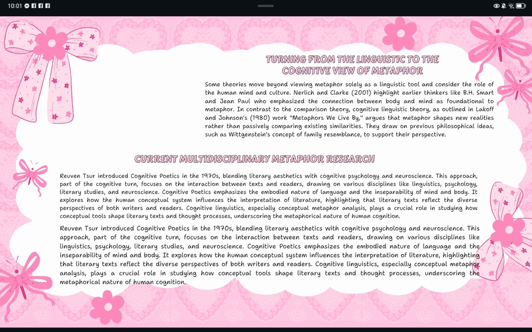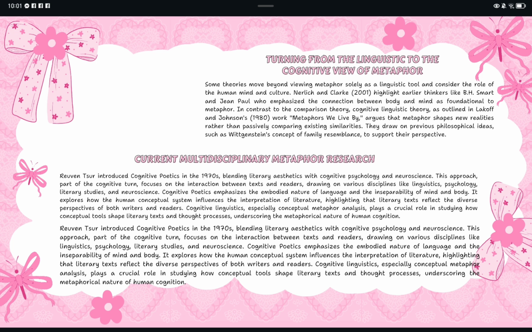The key shift in perspective regarding metaphor is from considering it solely as a linguistic device to recognizing it rather as a cognitive process deeply rooted in human experience and influenced by culture. This shift acknowledges that metaphors are not just decorative language tools but fundamental cognitive mechanisms that shape our thoughts, perceptions, and understanding of the world.